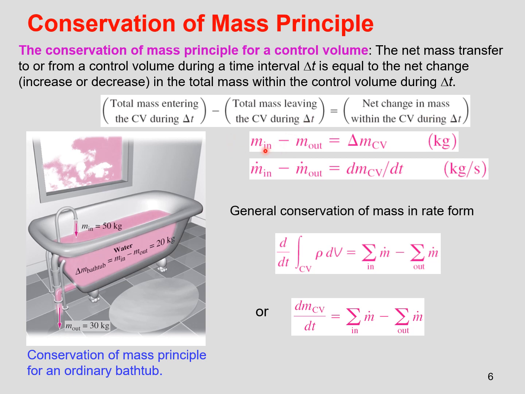So we can write this as an equation saying m in minus m out equals the change in mass of the control volume. Or if we want to deal with rates of flow, we can talk about m dot. This is a mass flow rate, kilograms per second, in, minus the mass flow rate out, equals the time rate of change of the mass in the control volume.